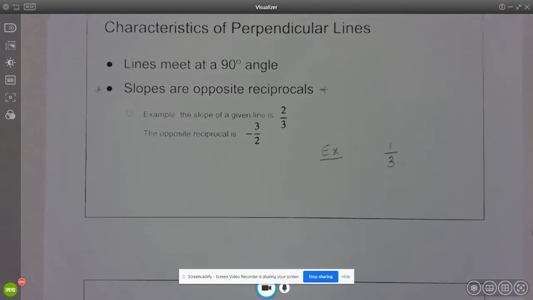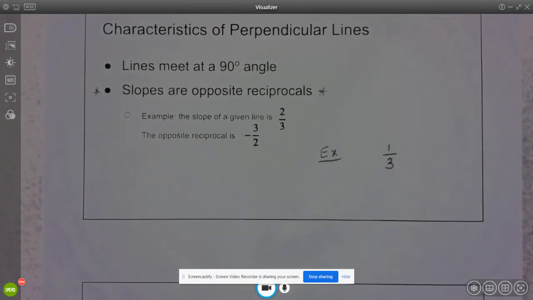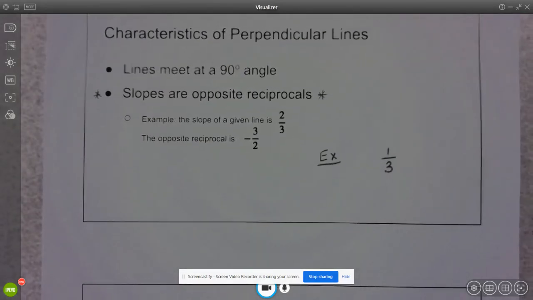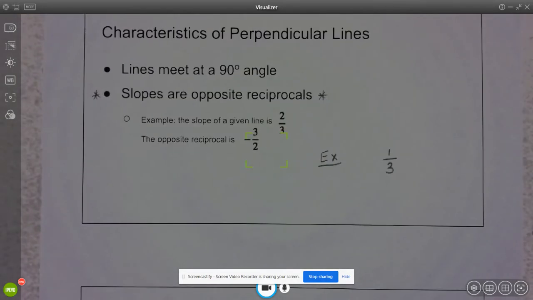I'm going to try to make this a little bit better visually. I didn't realize it was so bright.